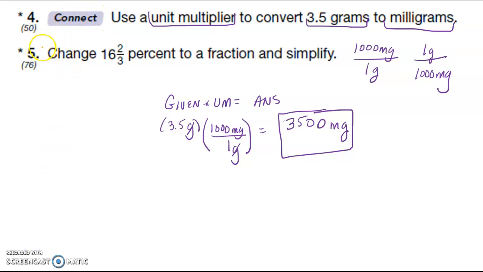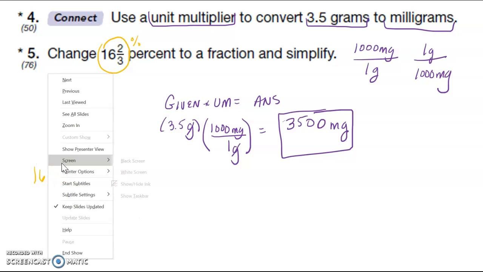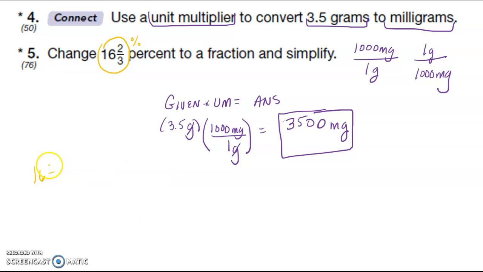Number 5 says to change 16 2/3% to a fraction and simplify. So this is what we've been doing on the other page. I have 16 2/3 per 100. I'm going to popcorn this.